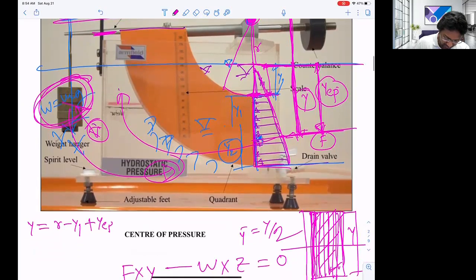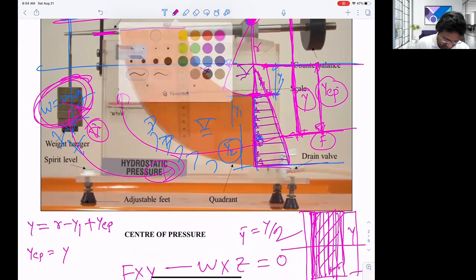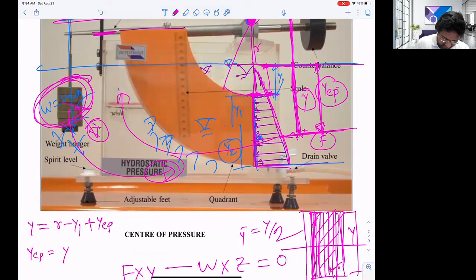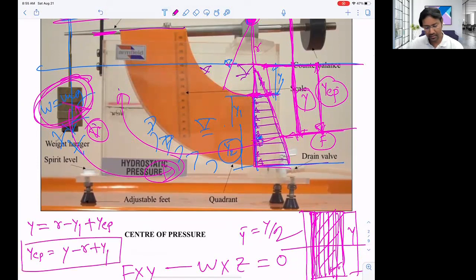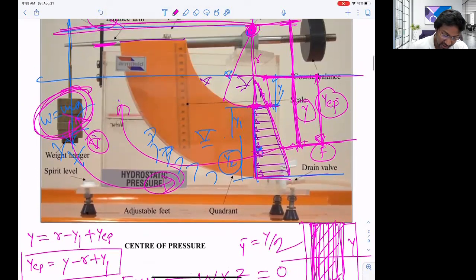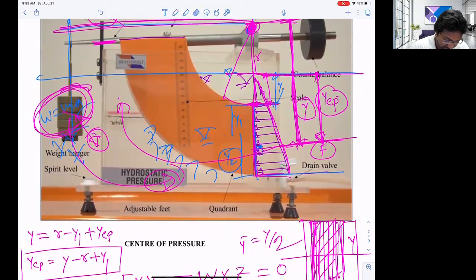So from that equation for YCP, we can easily calculate y, right? If we just move from left to right, so y minus r plus y1. If it is the fully submerged condition, then we can use this equation. And if it is partially submerged, we don't have this line here.